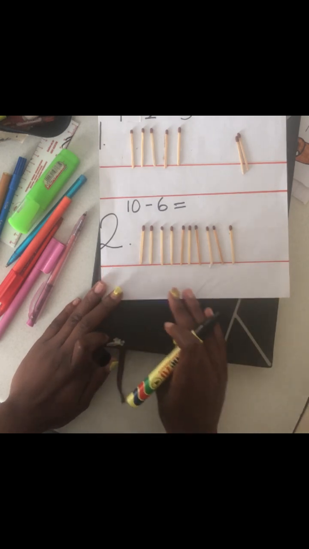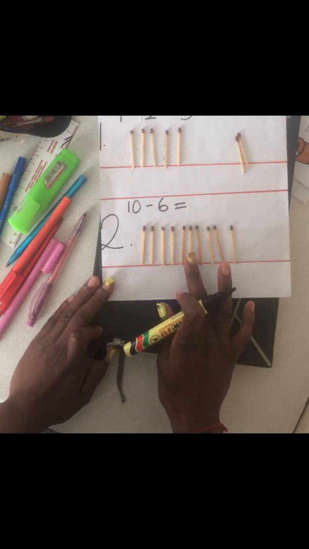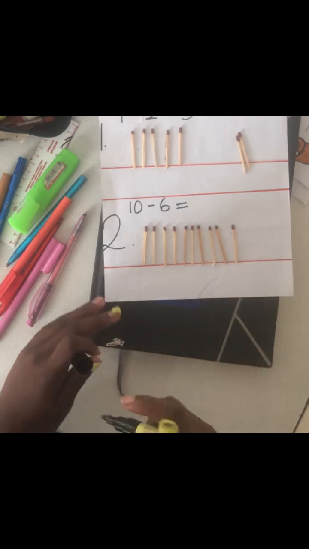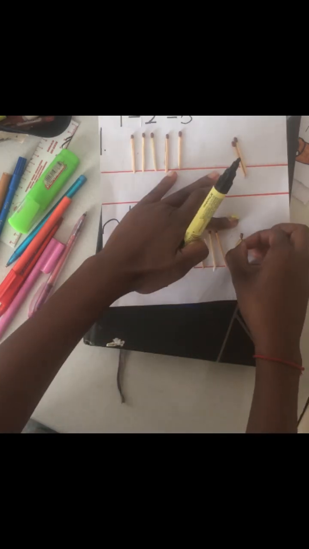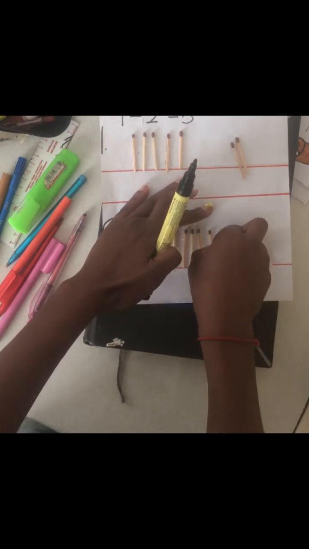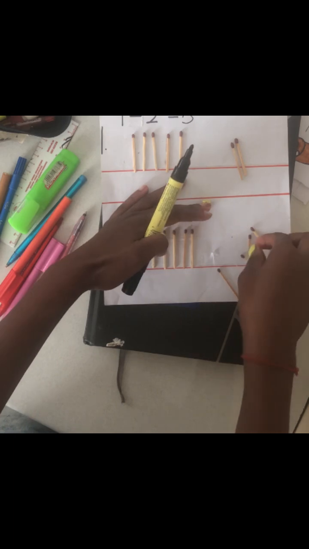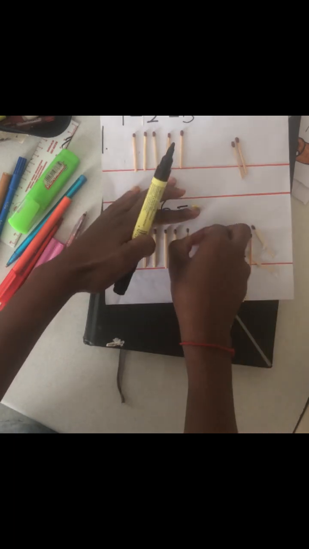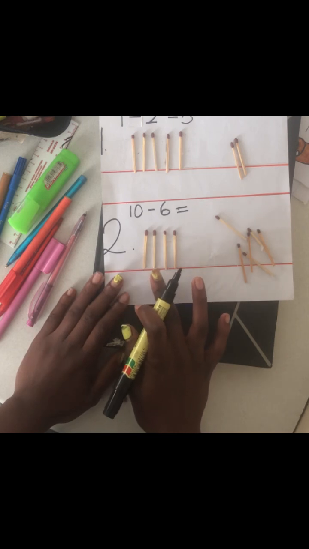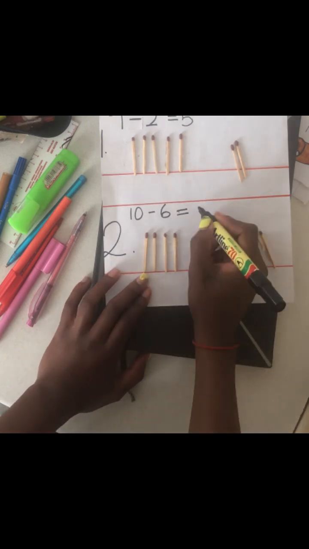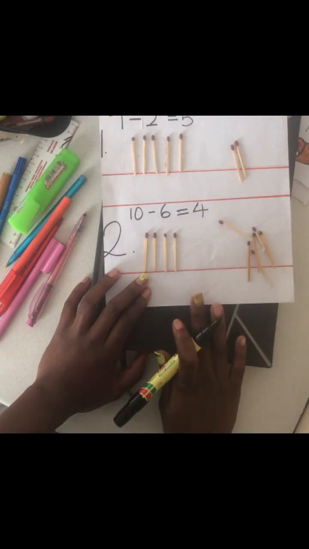So number 2, it says 10 minus 6. So we have 1, 2, 3, 4, 5, 6, 7, 8, 9, 10 sticks. So when we remove 6 sticks, it's gonna be 1, 2, 3, 4, 5, and 6. So the remaining sticks will be 4. So the answer is 4. This one is very easy, right?